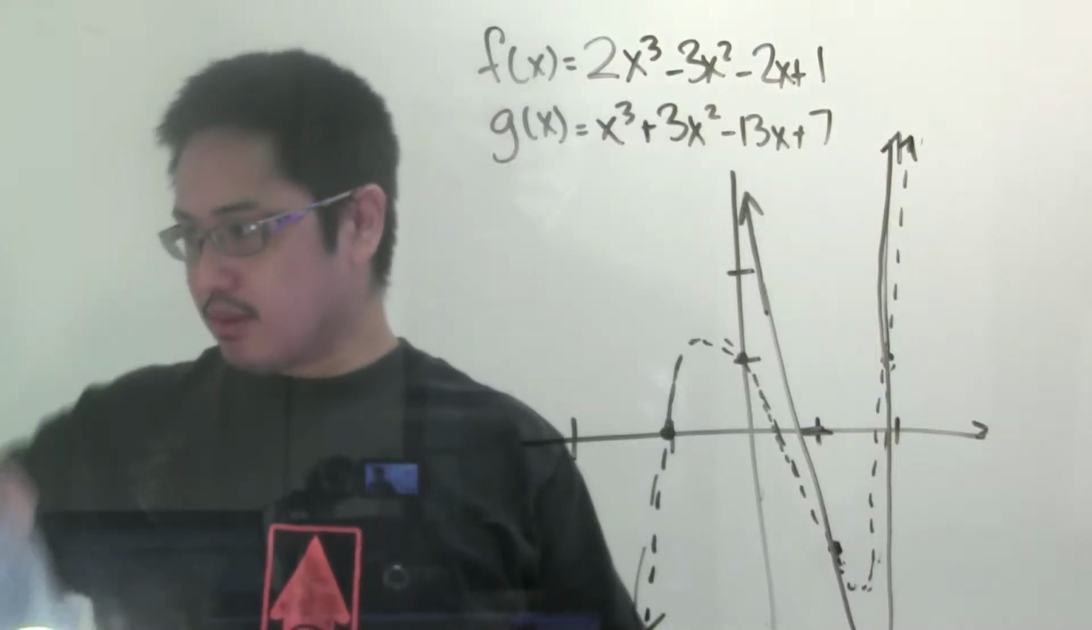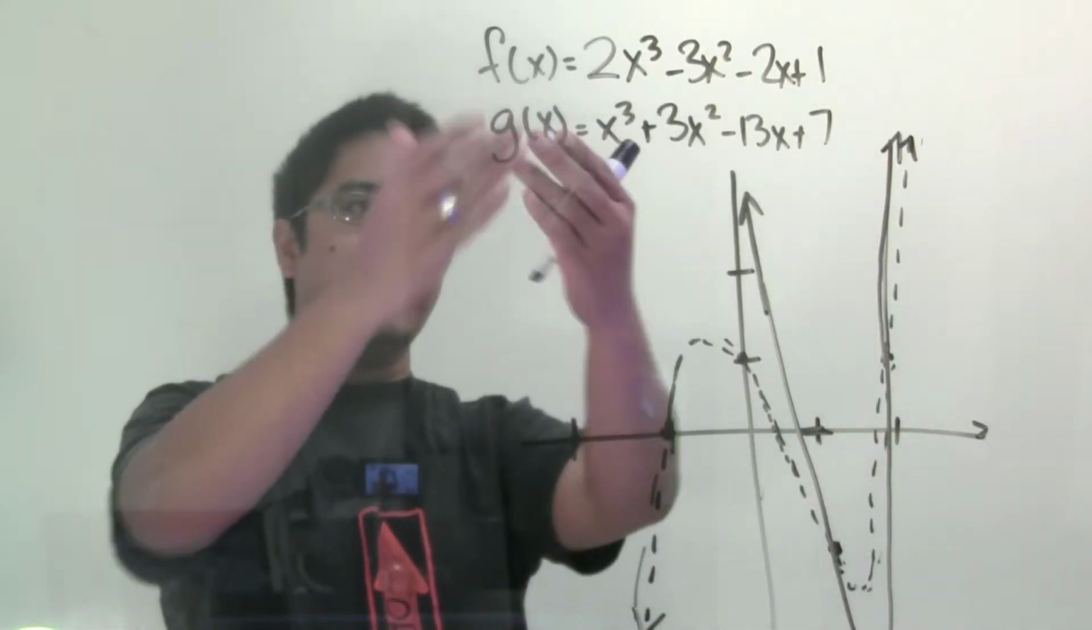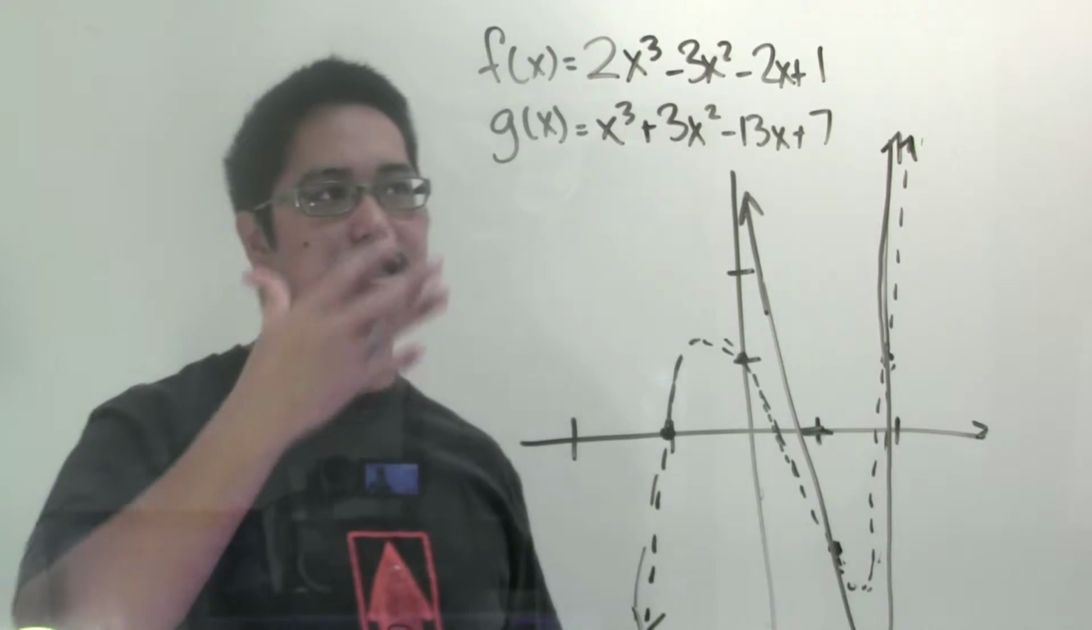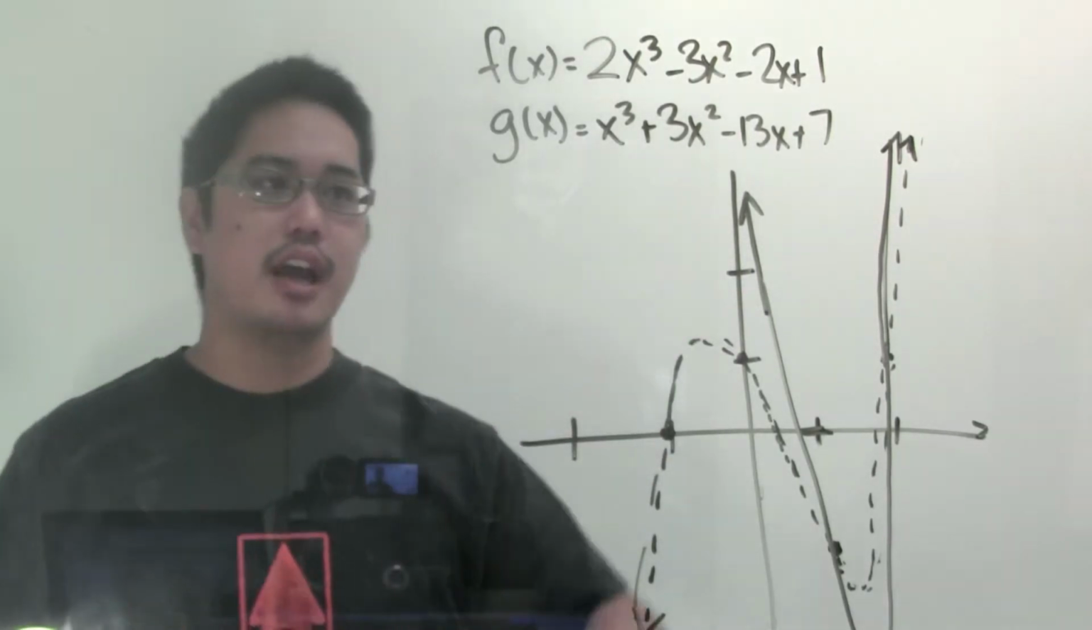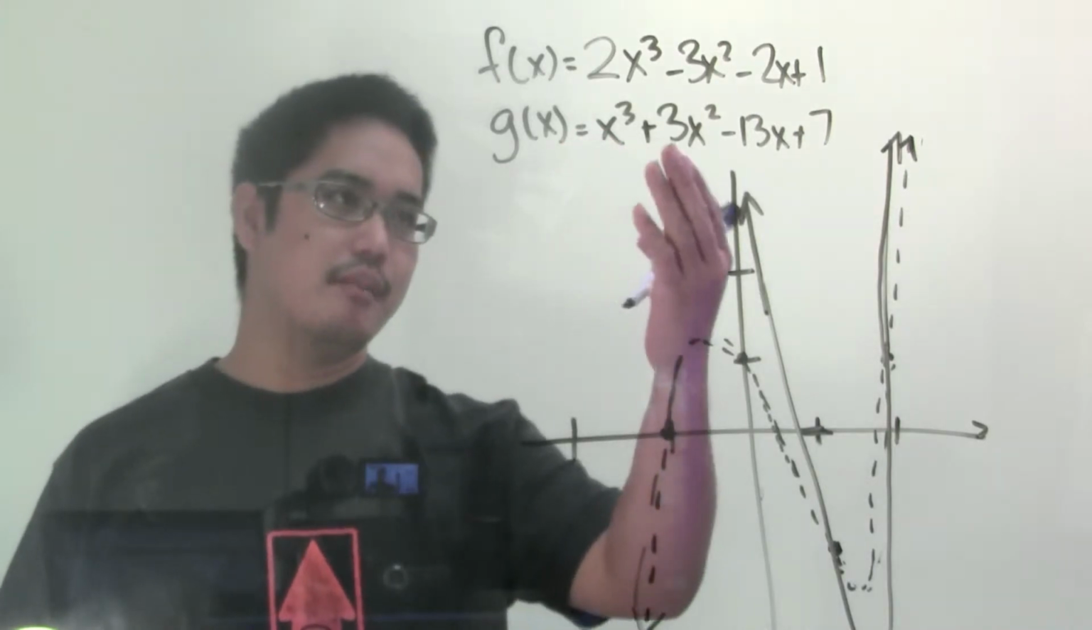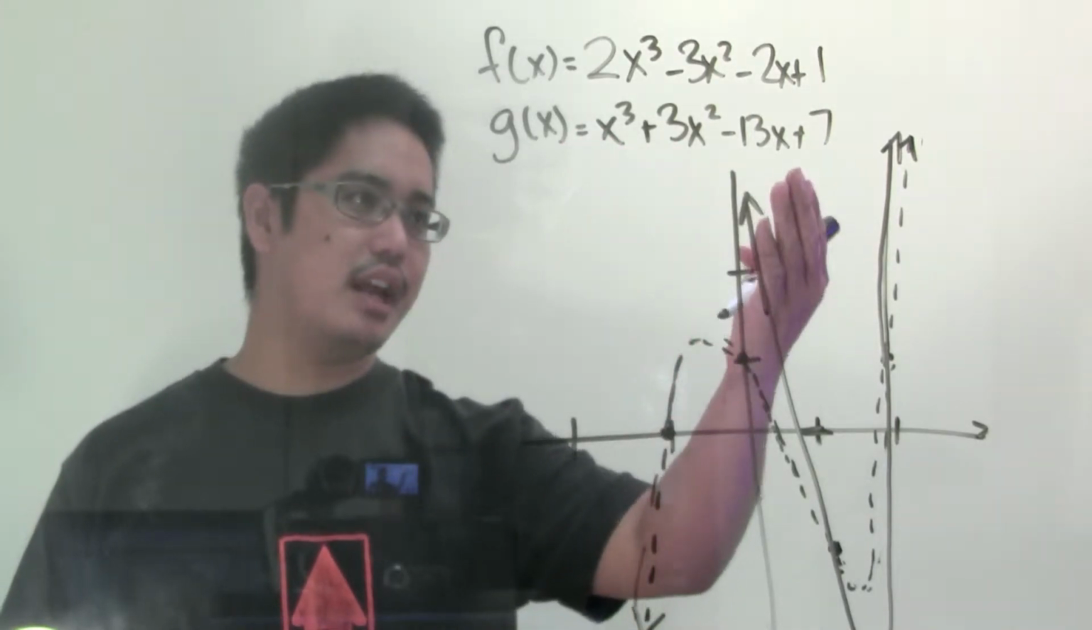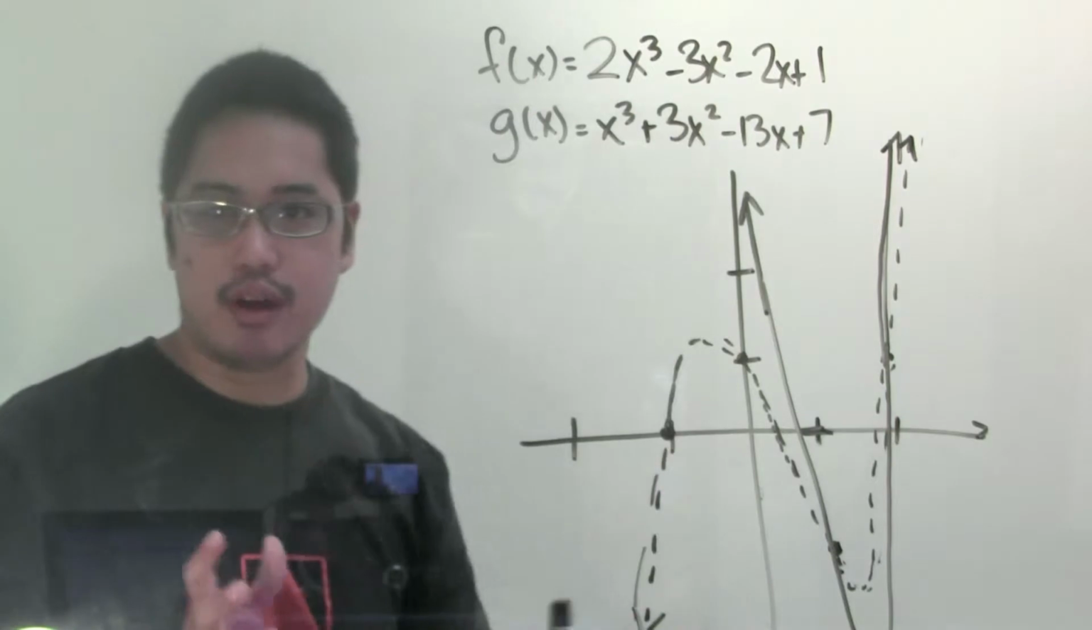We're given two graphs. We're given the graph of f of x equals 2x cubed minus 3x squared minus 2x plus 1, and g of x equals x cubed plus 3x squared minus 13x plus 7. I drew the graphs right here.